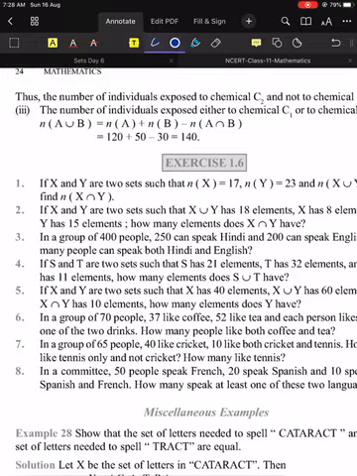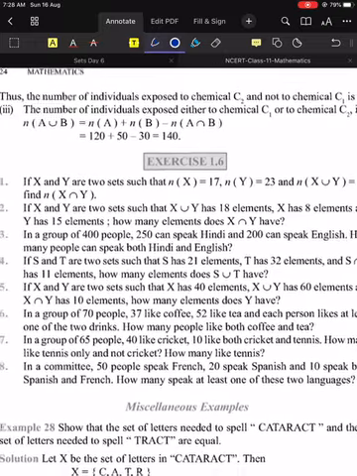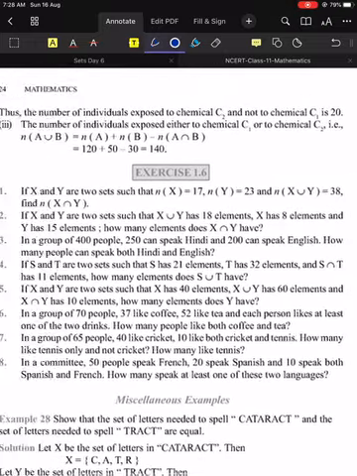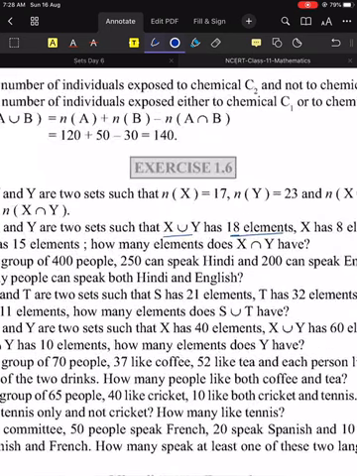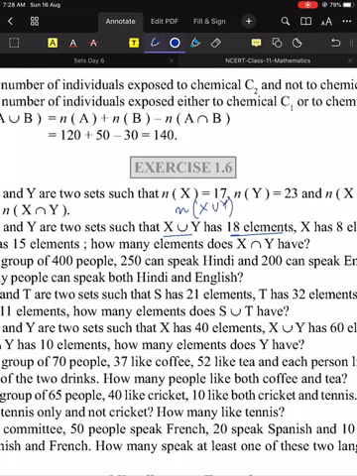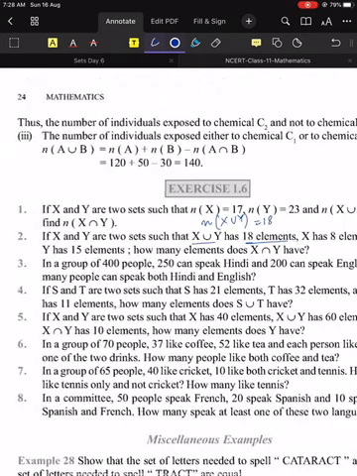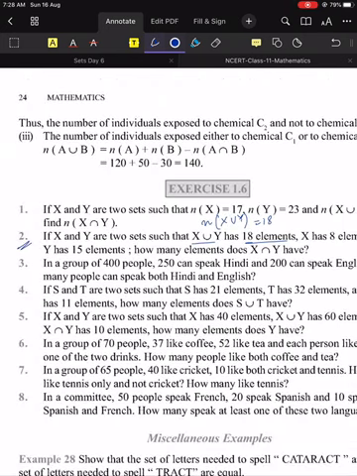Now question number 2. It is the same thing, so please do it. Here they are saying that if x and y are two sets such that x union y has 18 elements. Now it has 18 elements means what? n(x union y) is equal to 18. Basically n(x union y) means number of elements of x union y. So question number 2 will be homework for you guys. It's very simple, so please do it.